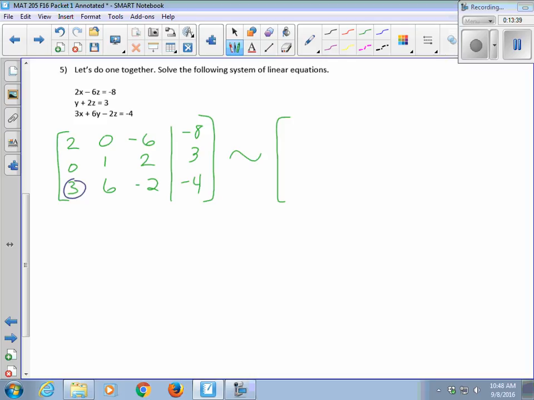To make it a little easier for me to do that, I'm going to scale row 1 first. I'm going to make that first entry in row 1 a 1 instead of a 2. Just going to make the arithmetic a little easier. So row 1 becomes 1/2 of row 1. Just scale the whole row. It's equivalent to multiplying both sides of the equation by a half. So this becomes 1, 0, -3, -4. Everything else stays the same.